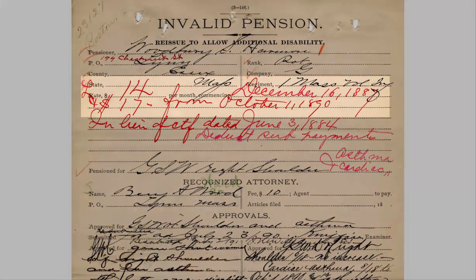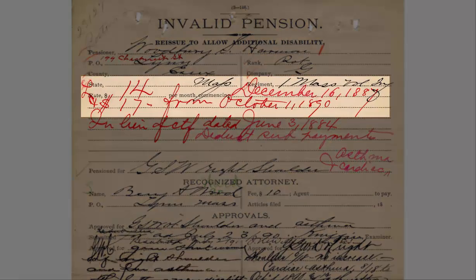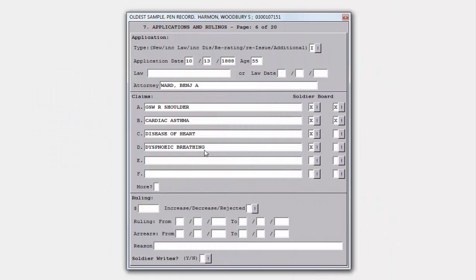There are 2 pension ratings on this ruling form. When this happens, the same application is used for each rating. The first rating given is $14 per month commencing December 16, 1887. For the other rating, we enter the same application information. The second rating is $17 per month commencing October 1, 1890. Multiple ratings on a single ruling form are not uncommon.